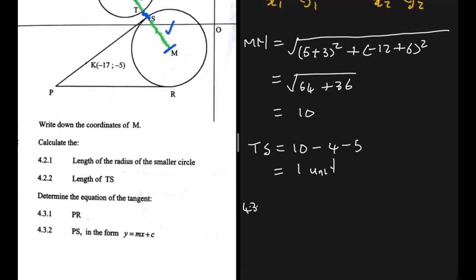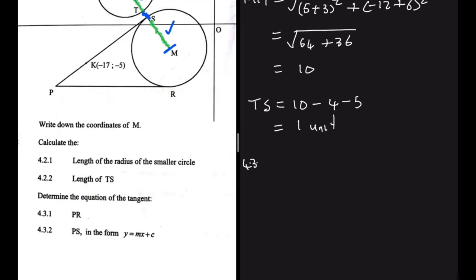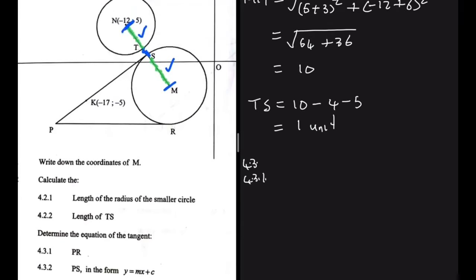4.3 is saying that we must determine the equation of the tangent PR. So we're looking for the equation of the tangent PR. So let's go ahead and look at PR. PR is this tangent right here. We are told in our question statement that PR is parallel to the x-axis. So our gradient is 0 on PR, right? So we just need to find the y value. Then y will just be equal to that constant.